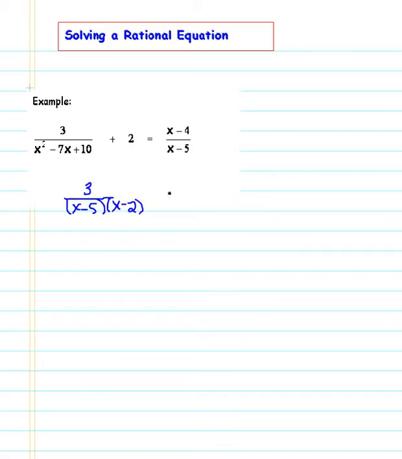The second fraction, well, it doesn't really look like a fraction, the number 2, but I'm going to write it as a fraction. I'm going to write it as 2 over 1. On the right-hand side, there's nothing to factor there, so I'll just recopy what I've written, which is x minus 4 over x minus 5.